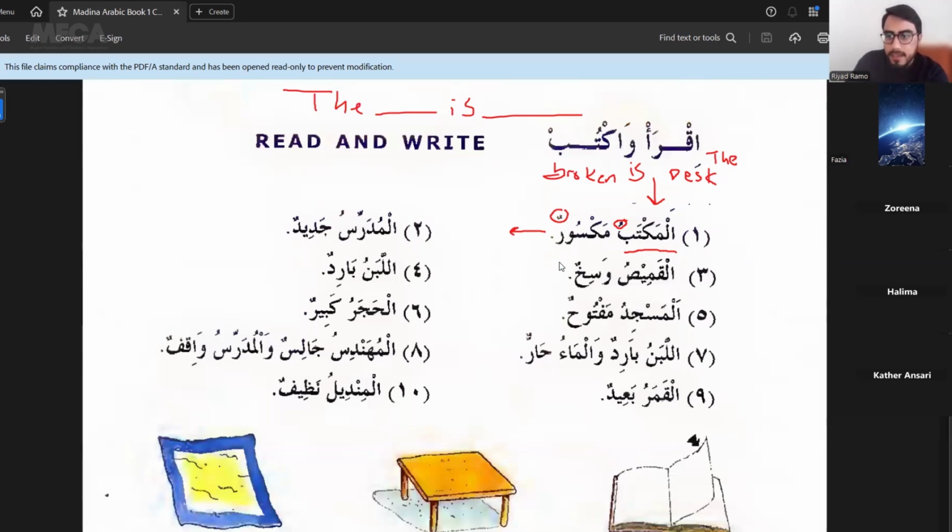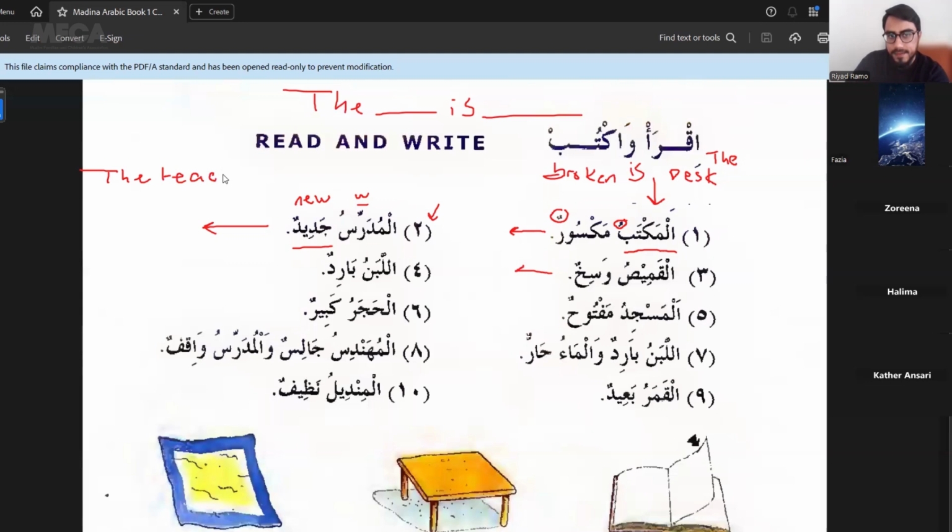Okay, very good. Zarina, can you read this one? This is number 2 here. Al-mudarrisu jadidun. Good. Jadidun is new, right? Yes, new. Mudarris is the teacher. Yes. So what would the sentence be?